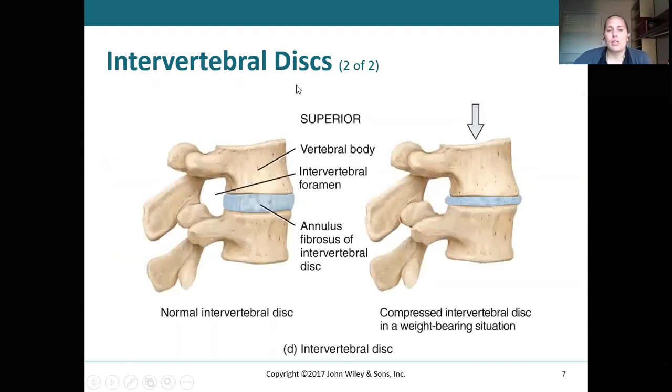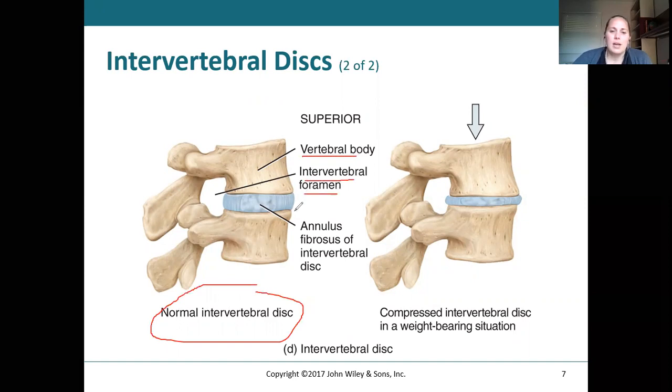Okay, so the intervertebral discs. Here we can see a normal intervertebral disc. If we look at the different regions of this, you can see a vertebral body, intervertebral foramen, and then here you have the annulus fibrosus of the intervertebral disc. A compressed intervertebral disc is in a weight-bearing situation. You can see how much that cartilage has compressed here. The whole size of that is just smooshed down.